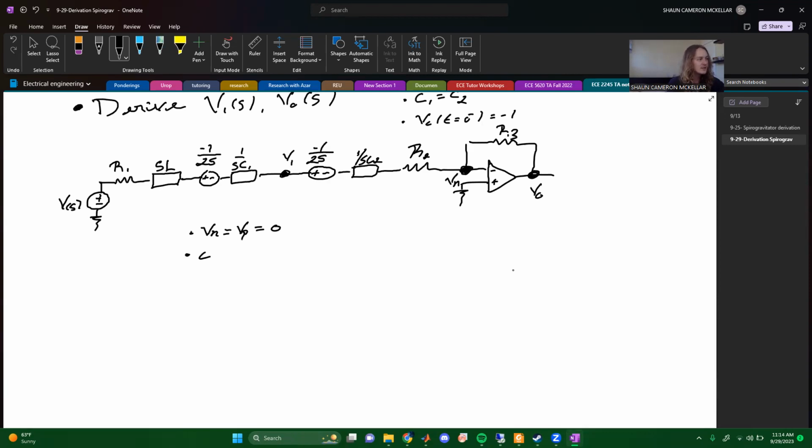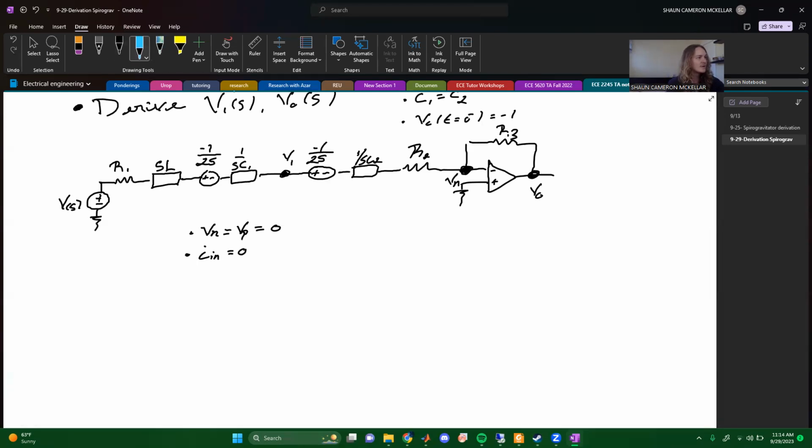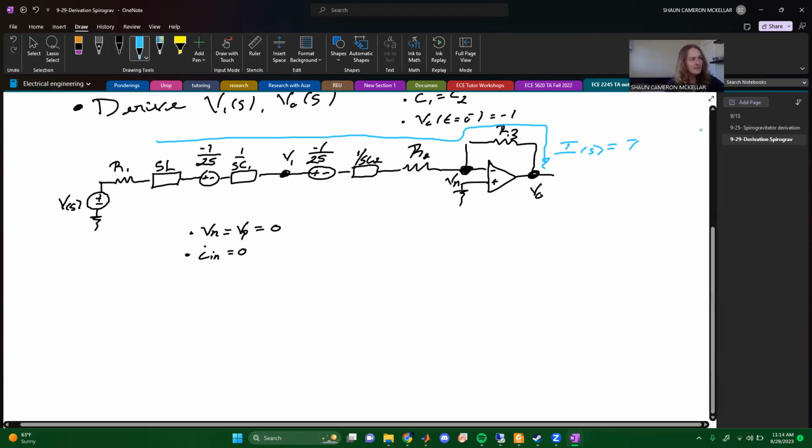I'd also like to acknowledge the other op amp rule that the input current to the op amp is 0. So maybe I'll switch over to blue. That tells us that we have one current that goes through this whole circuit in this branch and then up through the feedback loop. And that current I will label as I of S. And maybe sometimes, by the way, I will just write I for simplicity.